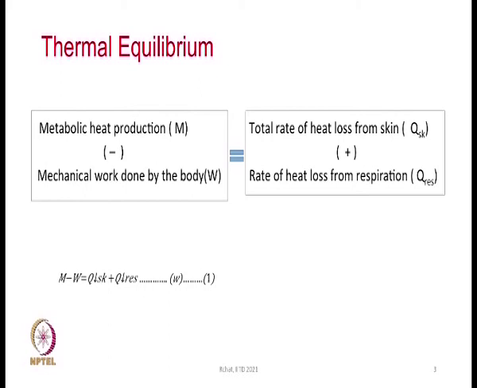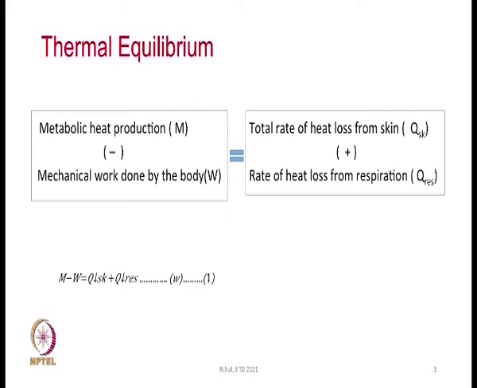So, the difference between these two is the excess heat the body has, and this heat has to be dissipated. Therefore, this should be equal to the total rate of heat loss from the skin, which we call QSK, and the rate of heat loss from respiration, because we are breathing continuously. We take air in from outside and we exhale air also. So, these two should remain balanced: whatever excess heat is in the body should be balanced with the heat loss from the skin as well as the loss because of respiration.